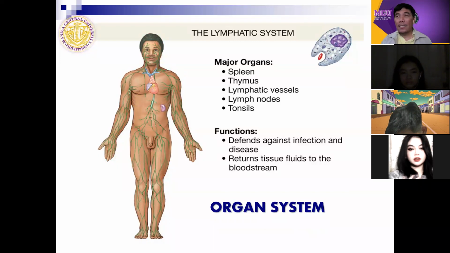Next, lymphatic system. Lymphatic system is responsible for the immune system. The nodes are distributed all over the body, same as the blood vessels. These are the major organs: the spleen, lymphatic vessels, lymph nodes, and tonsils. That's why it's very important to take into consideration, class, when you have tonsillitis, what is the organ that could be affected? Tonsils, yes, the tonsils.